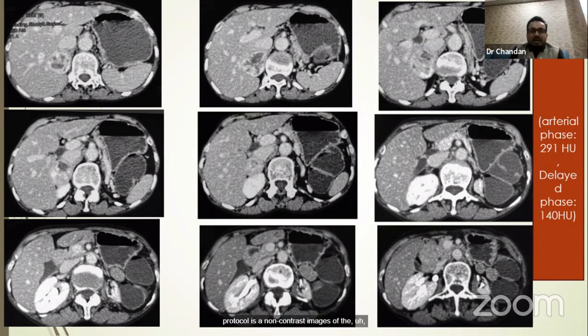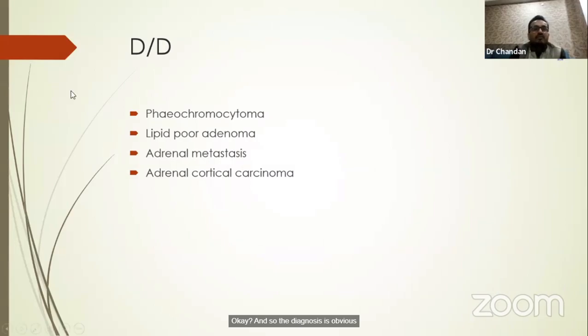The adrenal protocol is non-contrast images of the limited abdominal section, and there is a portal venous phase at 60 seconds, and a delayed phase at 15 minutes. Okay, so the diagnosis is obvious. The first differential diagnosis of this lesion is pheochromocytoma, second is lipid poor adenoma, and adrenal metastasis and adrenal cortical carcinoma are differentials, but the diagnosis is obvious by the imaging features. So the final diagnosis made on that basis is pheochromocytoma.